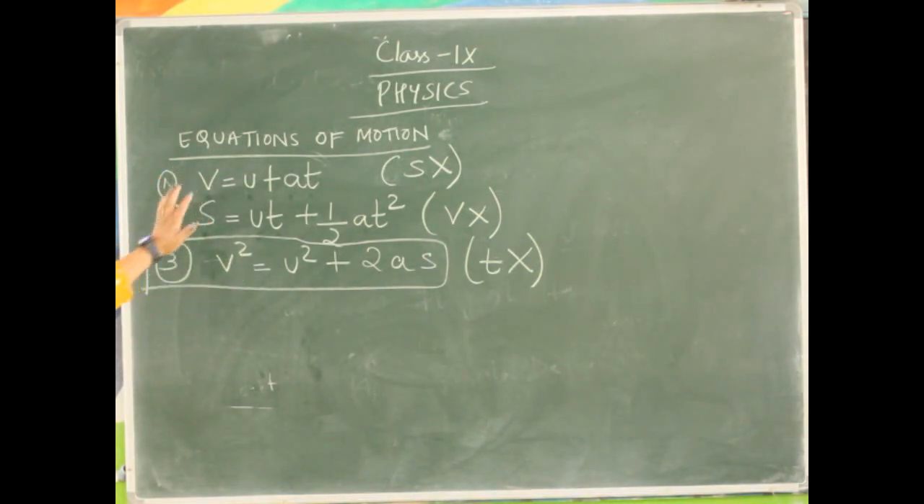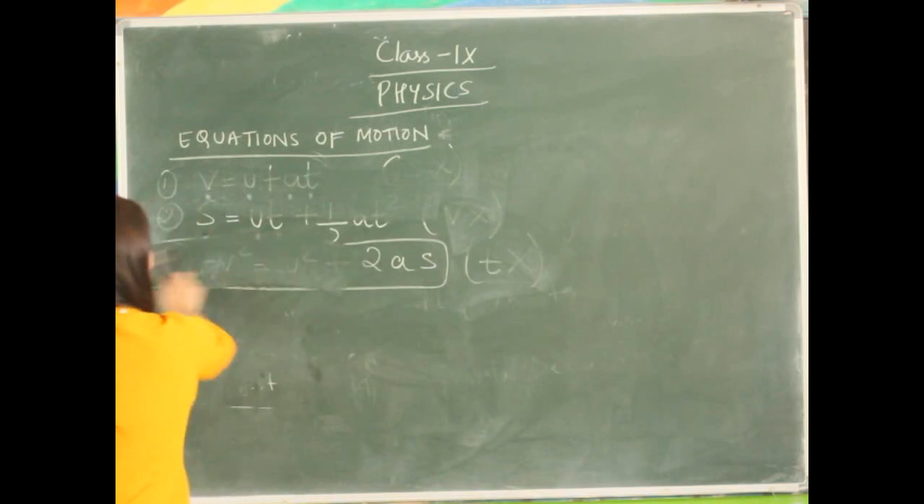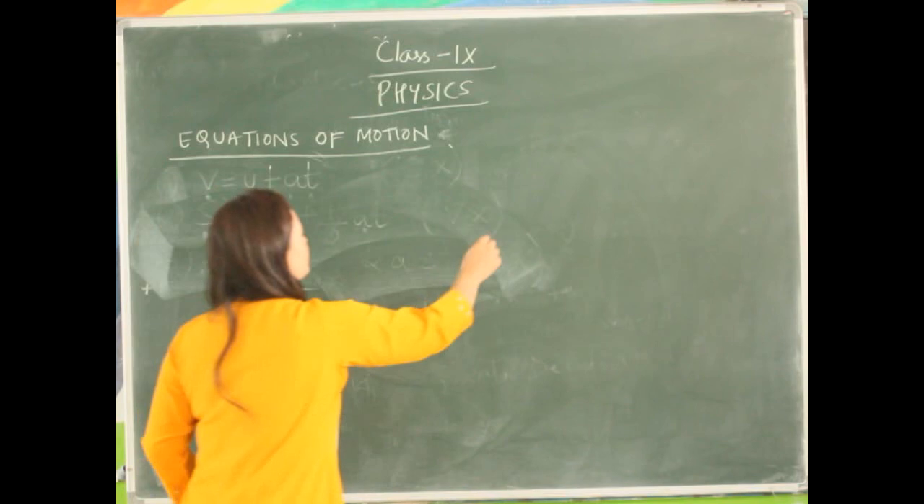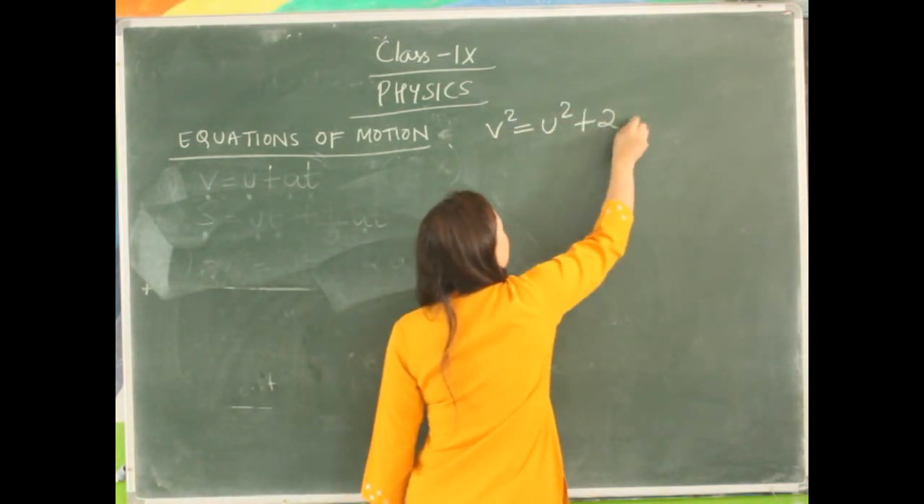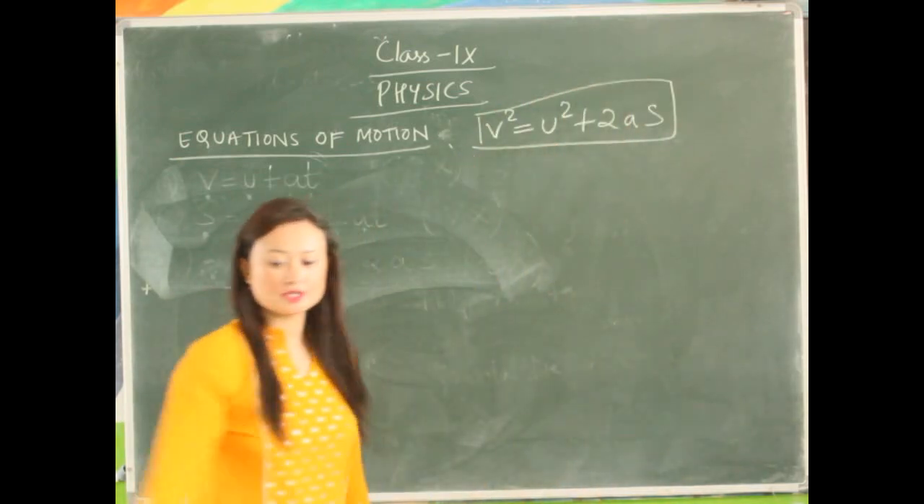Okay, so please remember these three equations of motion, and with these relations we'll be doing numericals. We'll be calculating different values. But before we do the numericals, we'll do the derivation. What is your third equation of motion? Your third equation of motion is V squared is equal to U squared plus 2AS. And this is what we're going to be deriving today.